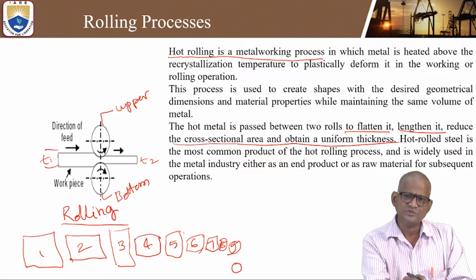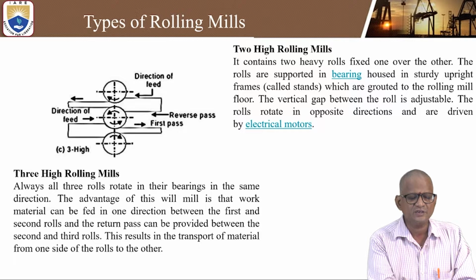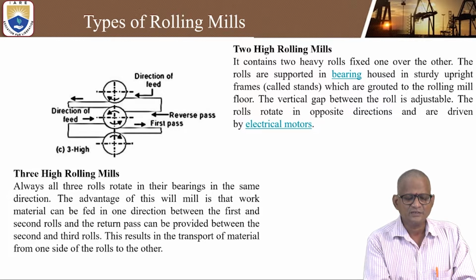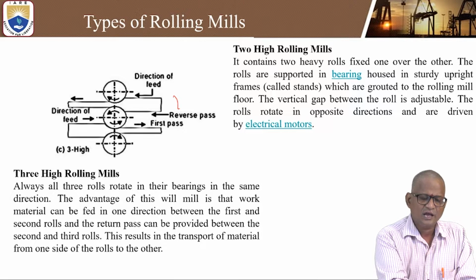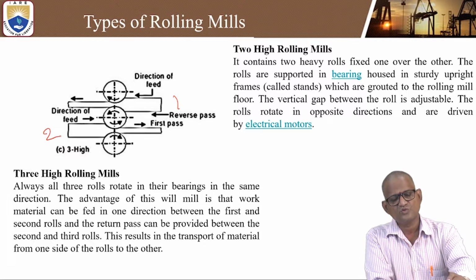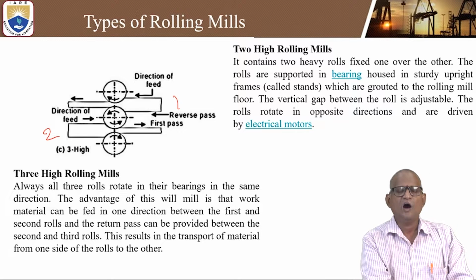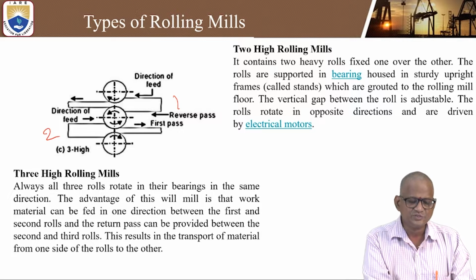Suppose you add one more roller, that is called a 3 high roll mill. You can see that initially this is the first pass. Again it will convert into the second pass. So there are 2 passes that can be obtained in this 3 high roll mill. So 3 rollers can be used.